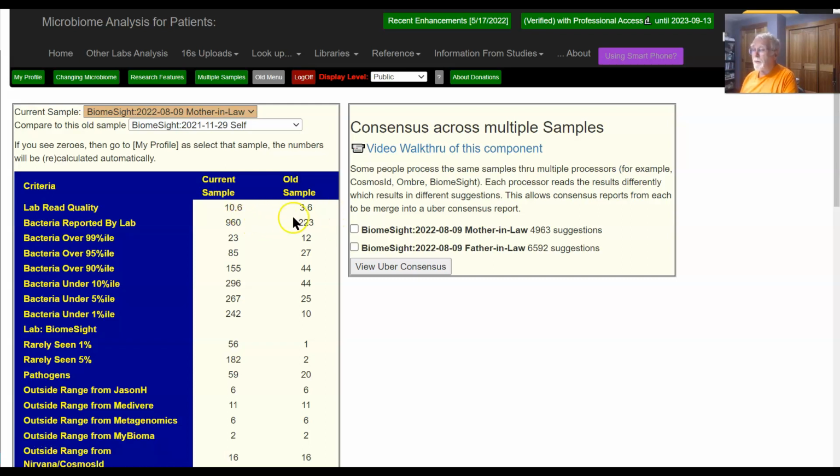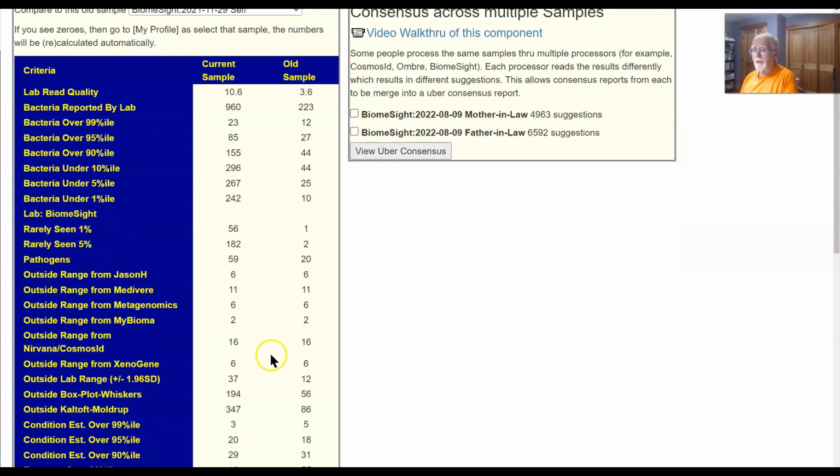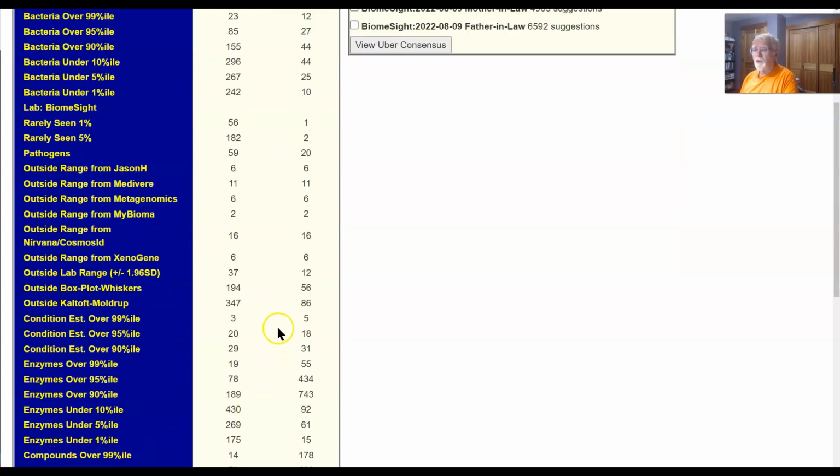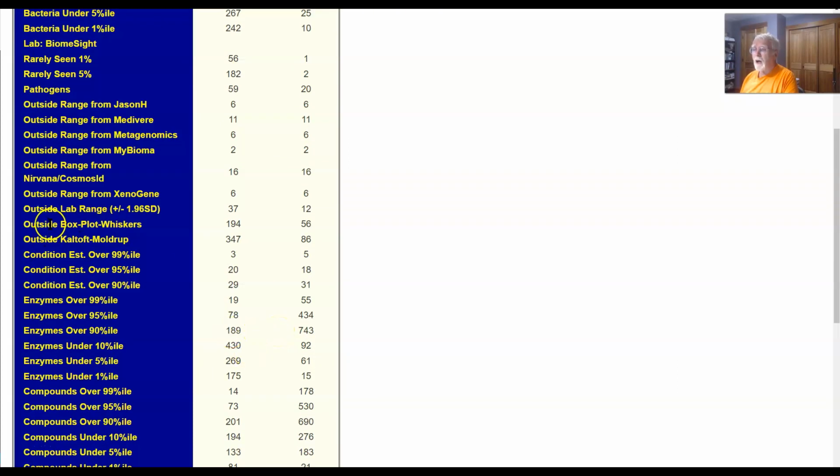So here we have a big difference. In the first case, we see almost 1,000 bacteria identified. In the other, we have just 223 bacteria identified. And then we have the breakdown in terms of percentile ranking, as in 23 have numbers which are sufficiently high that less than 1% of people have numbers that high. Then we have all sorts of additional things spelled out, as in ranges, enzymes, percentile ranking, etc.